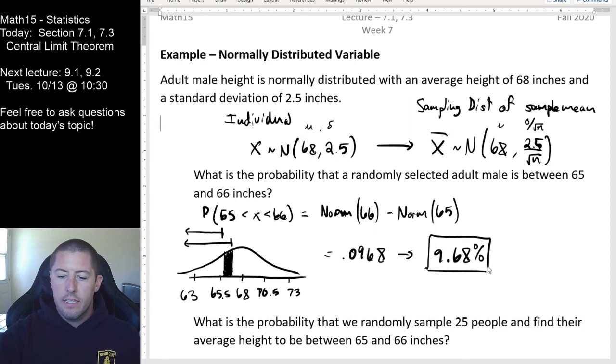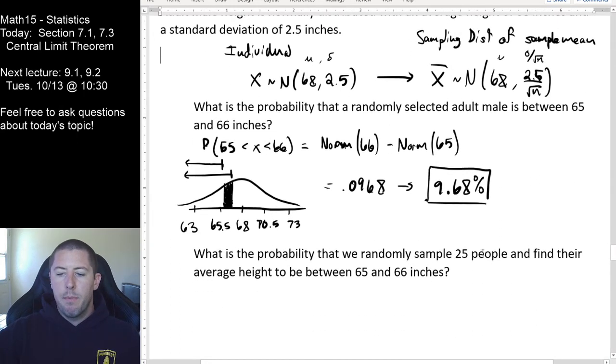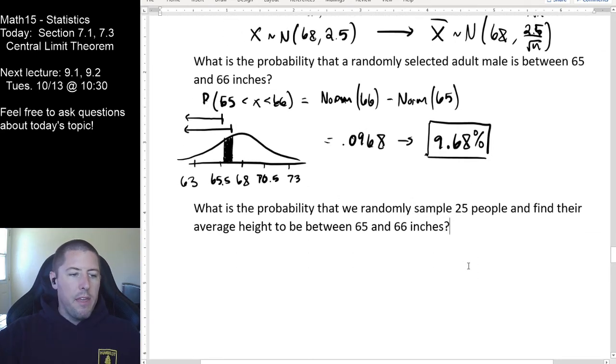Now, this is just one individual. What we want to ask is, if we instead sampled 25 people, what would be the probability that we'd see between 65 and 66 inches? Well, what I'm thinking is it's a lot harder for 25 people as a group to deviate from average than it is for just one person.